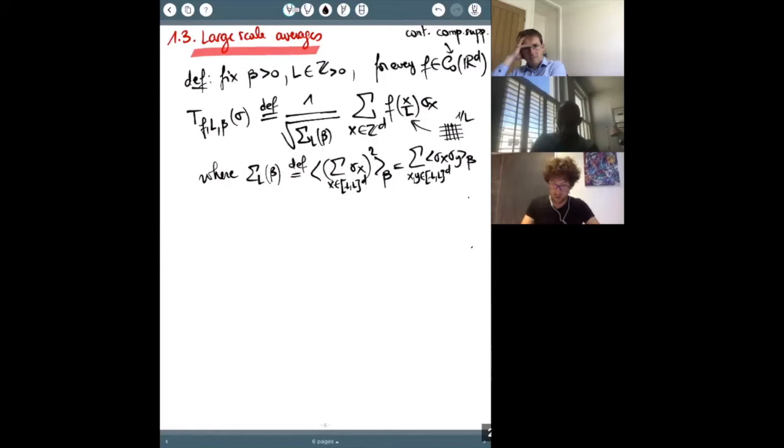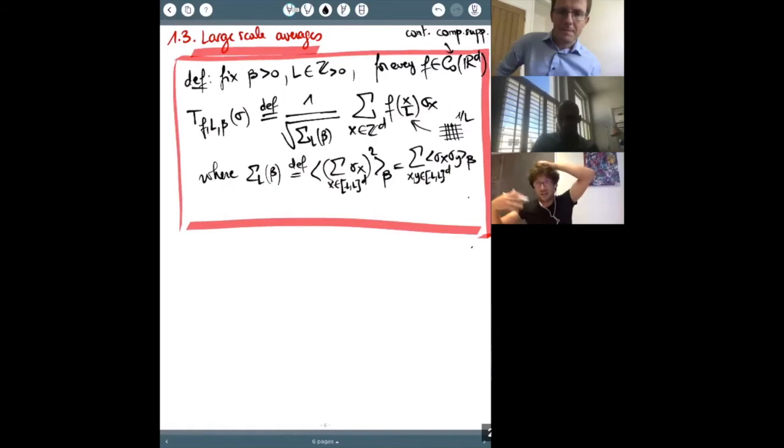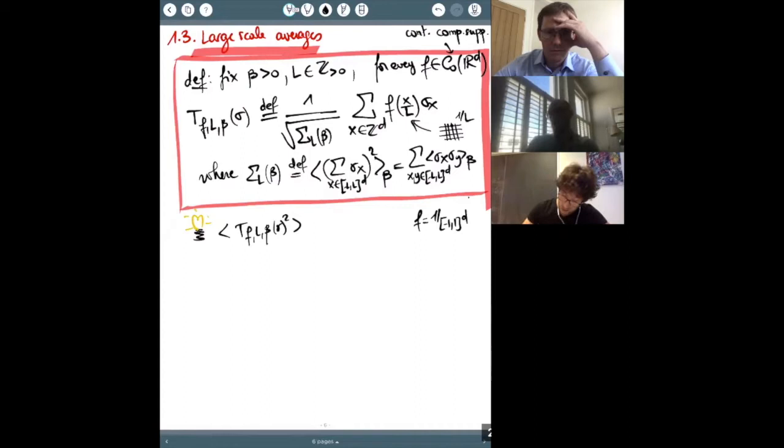So this is the definition of the average of f against my field sigma, or at least a rescaled version of sigma. Why do I rescale it? Because if I look at T f L beta of sigma squared, and I take f to be the indicator function of minus 1, 1 to the d, the unit hypercube, then this is exactly one. I rescaled it exactly so that I get one. So it's a fairly natural rescaling. You can choose another one if you want; any natural rescaling would give the same result anyway.